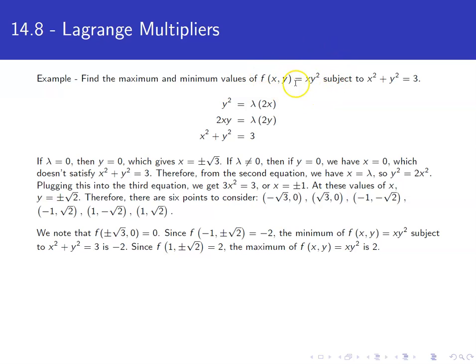Well, if I put root 3 or negative root 3 comma 0, the function is equal to 0, because the y is 0 in that case. If I put negative 1 and then plus or minus root 2, well, in either case, when I square plus or minus root 2, I get 2. And then we'll multiply by negative 1 and get a negative 2. And if I put in 1 and plus or minus root 2, I'll get a positive 2. So the maximum we can possibly get is 2, and the minimum we can possibly get is negative 2, and the 0 doesn't give us anything in this case.